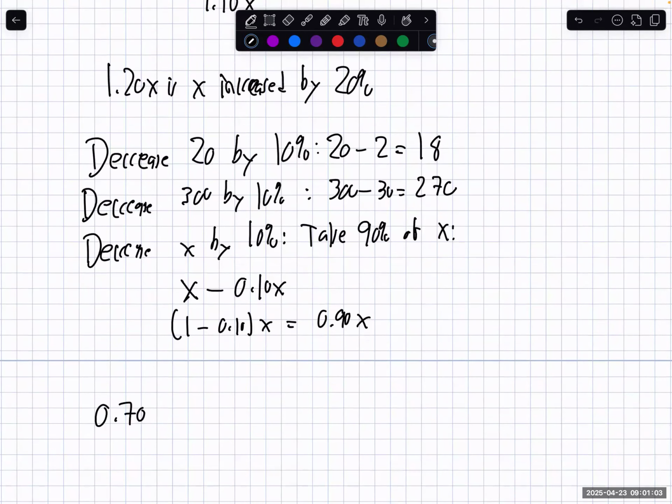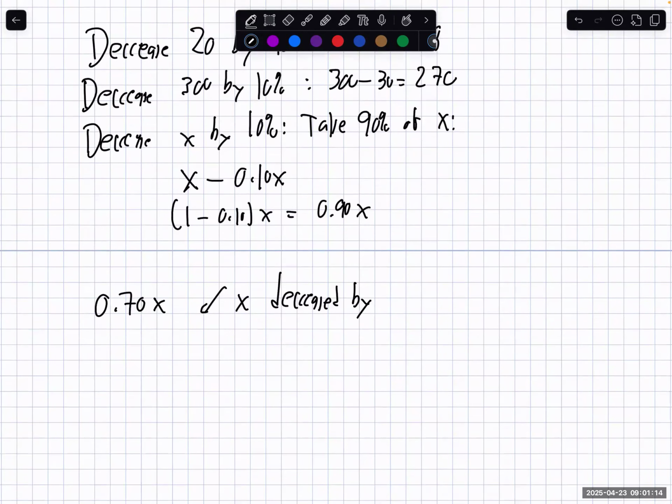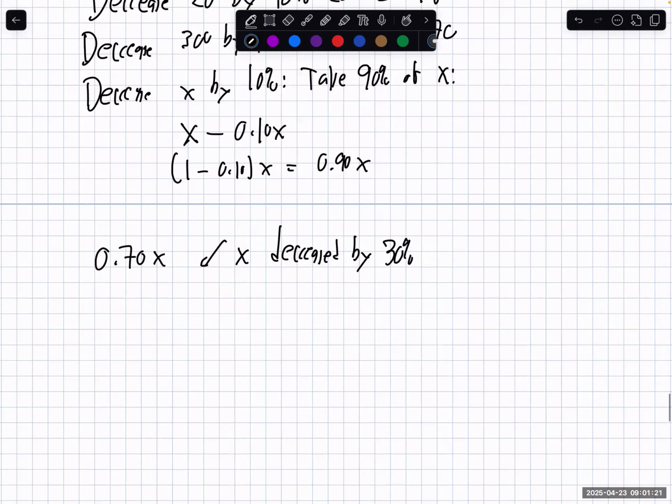So if you saw an expression like this, x decreased by how much? 30%. Good. What's going to happen down the road is I'm going to see an expression like this, and I really want you to see this as x increased by 10%.